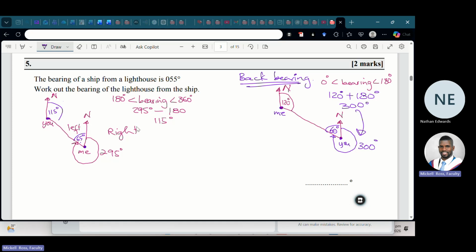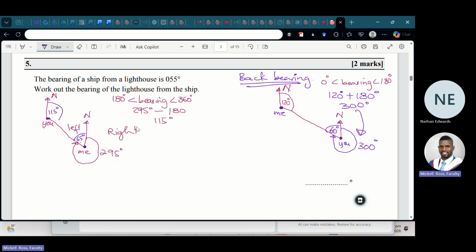So let's look at how back bearing works. Back bearing works between two points: you looking at somebody and the same somebody looking back at you. So if the first bearing is less than 180, you have to add 180. If it is greater than 180, you have to subtract 180. That's how you get the back bearing.